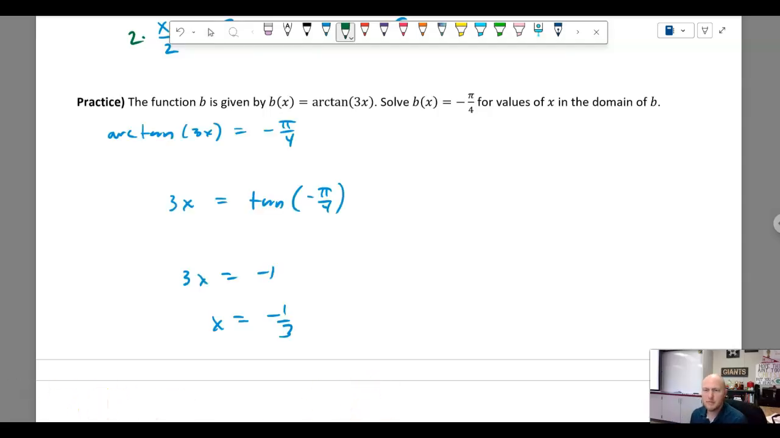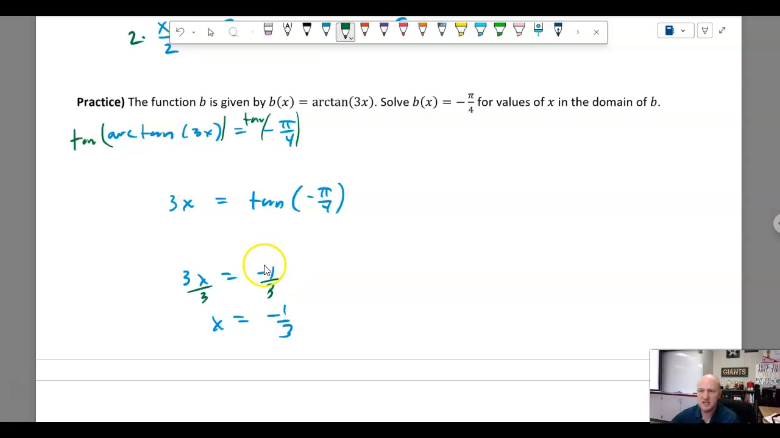Okay, here we have arc tan of 3x is equal to negative pi over 4. You're going to go ahead and take tangent of each side, and so you have to evaluate tangent of negative pi over 4. Again, you can do sine over cosine, but you're going to get negative 1 when you evaluate here. And then you just divide both sides by 3.